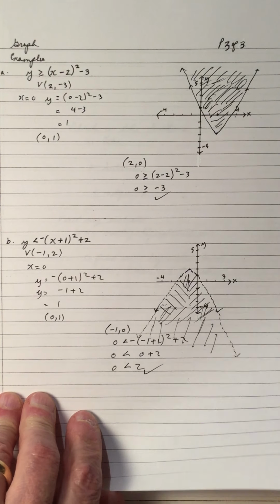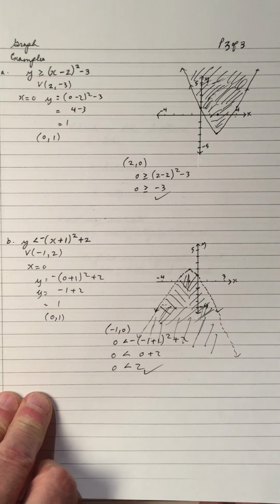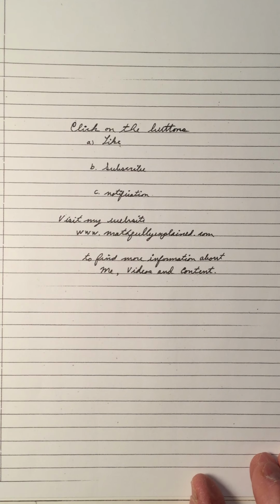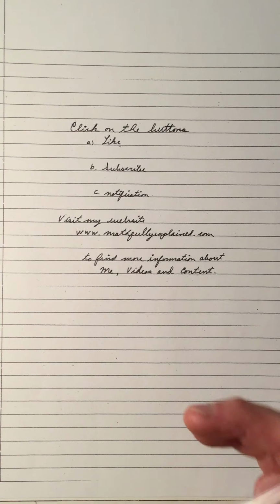And that's how I do it. I pick the vertex, the y-intercept, and graph it with a boundary line, broken or solid. And that's graphing a parabola inequality.